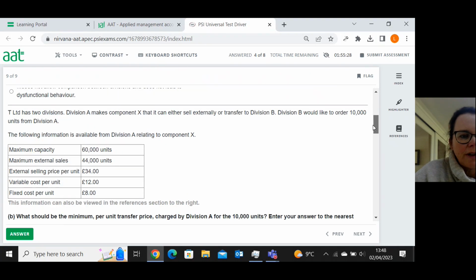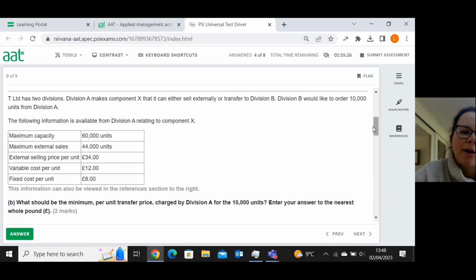T Limited has 2 divisions. Division A makes component X that it can either sell externally or transfer to Division B. Division B would like to order 10,000 units. So this is a situation where you've got one company, but the different divisions are almost operating like separate businesses within that company. And therefore they have to decide at what price goods will be transferred.